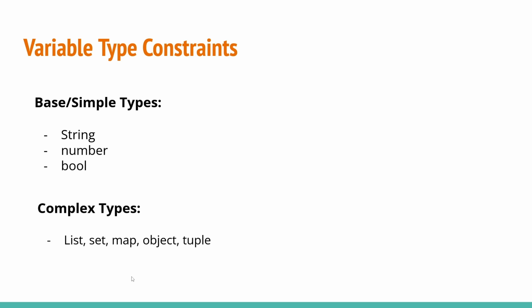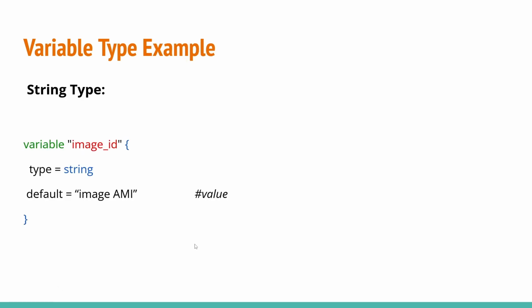Here, as I just said, are the variable type constructs. The simple types are string, number, and boolean, and the complex types are list, set, map, object, and tuple. These are the variable types. In a variable type, how are we going to define a string type? This is the syntax for variable creation. As I said, this is the variable we are declaring, and the variable name is image_id.